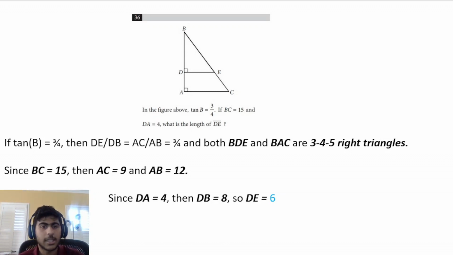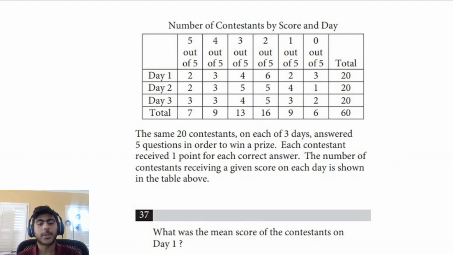Let's keep going. Question number 37. Given this huge table of number of contestants by score and day. We're told that the same 20 contestants on each of 3 days answered 5 questions in order to win a prize. Each contestant received 1 point for each correct answer. The number of contestants receiving a certain score on each day is shown in the table above. And we're asked for the mean score of the contestants on day 1.